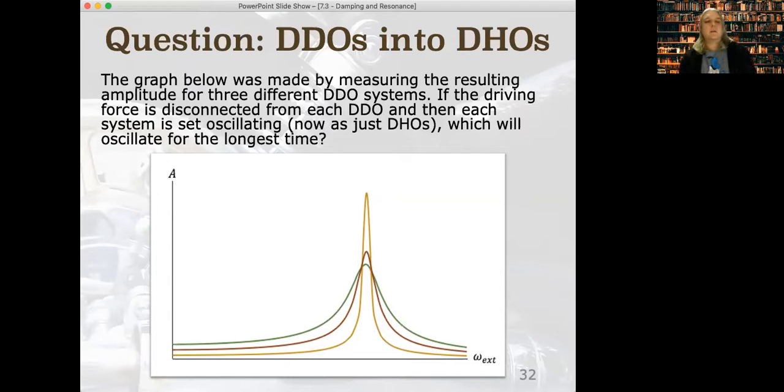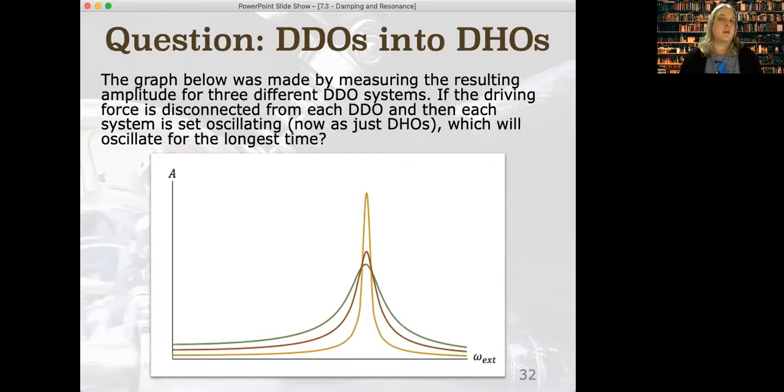Right, so here's the solution. You need to think about the Q factor, or Q value. Remember, when it's a narrower, higher peak, you've got a higher Q value. So just by looking at this graph, we can tell that the gold oscillator has the highest Q value, the brown one is in the middle, and the green one has the lowest Q value. It's got the widest, shortest peak. So those are the different Q values.